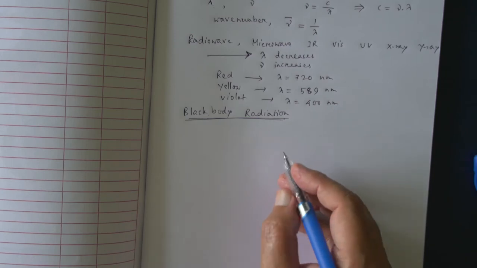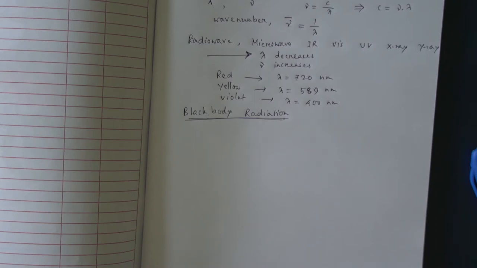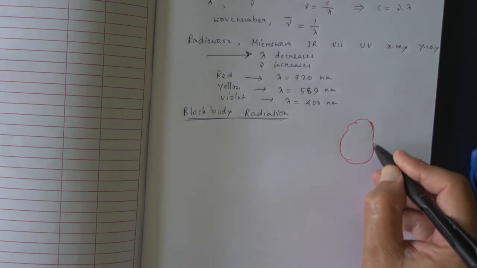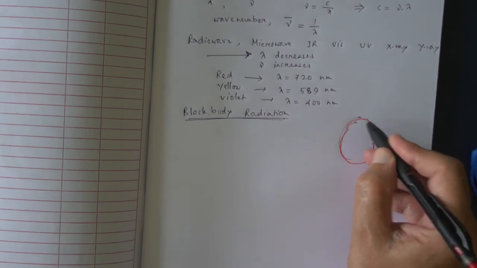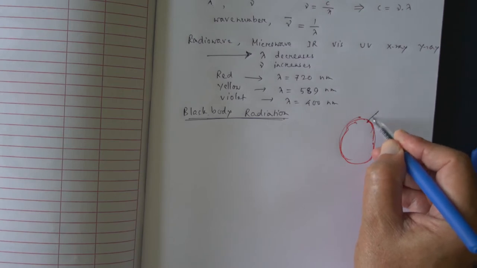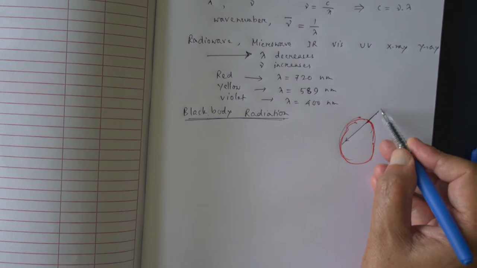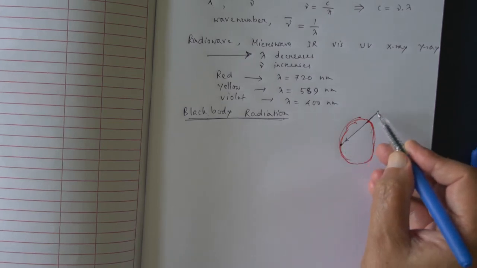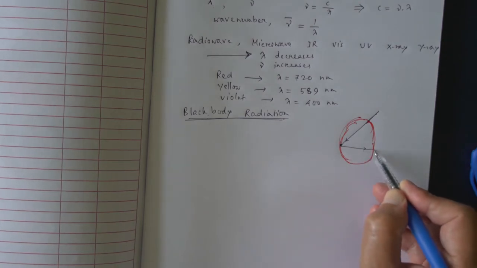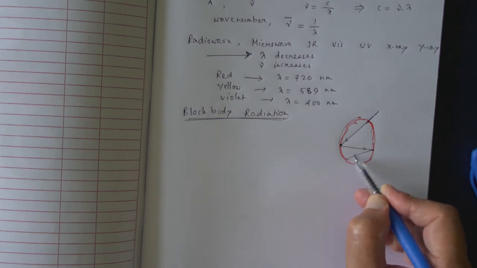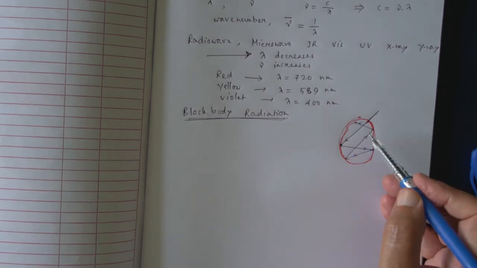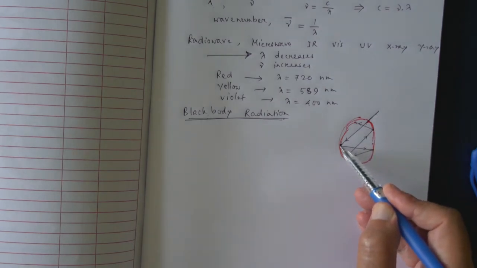So now, what is a black body? A black body is any apparatus, any container. It has a small hole, and a beam of light is entering through this hole. Some portion of the radiation will be absorbed here, the remaining portion will be reflected like this. Again some portion will be absorbed, again the remaining will be reflected, again absorbed, again reflected, and so on. In this way almost all the radiation will be absorbed by this body.